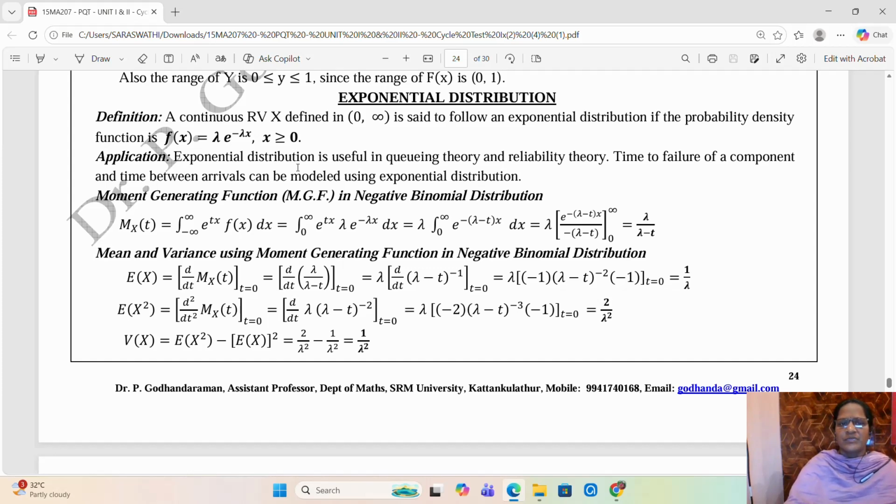Applications. The exponential distribution is used in queueing theory and reliability theory. The time to failure of a component and the time between arrivals can be modeled using the exponential distribution.